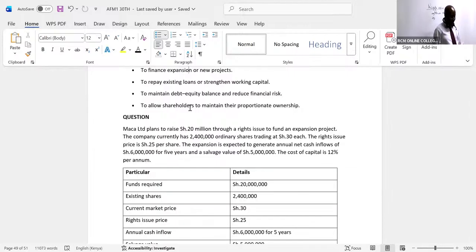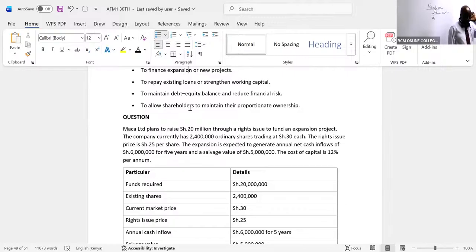Marker Limited. You can just listen and I'll highlight everything. We want to raise how much? 20 million through a rights issue to fund an expansion project. The company currently has 2.4 million ordinary shares trading at shillings 30 each. The rights issue price is 25 per share. You can see the normal market price is 30, but the rights issue price is lower, 25.